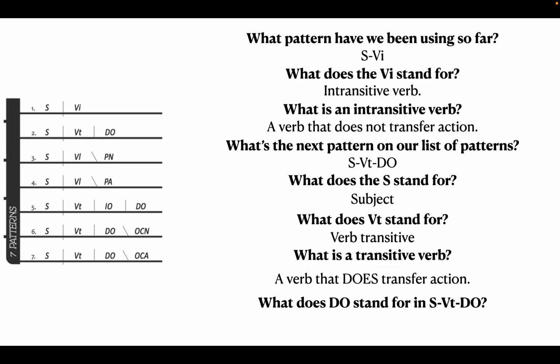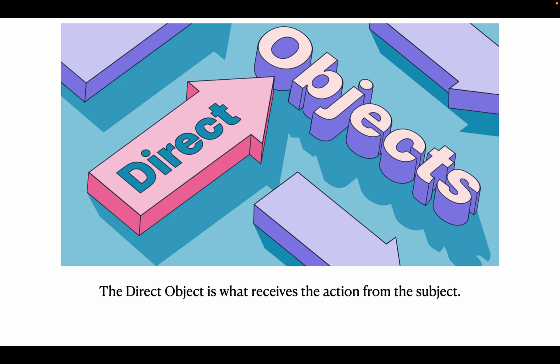What does DO stand for in the SVT-DO sentence pattern? The direct object. And the direct object is what receives the action from the subject. It will always be a noun or a pronoun. Okay, so it is always something that is receiving the action, and it is a noun or a pronoun. And it's one of the jobs. It's the D in SPIDOPONA.